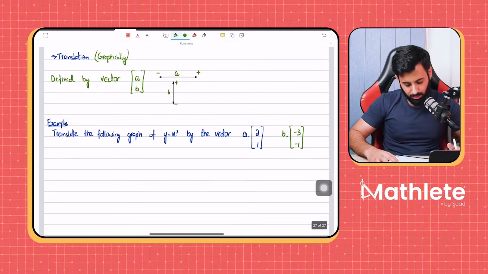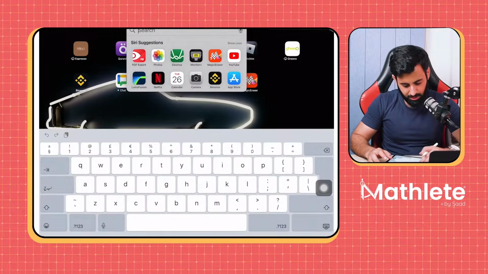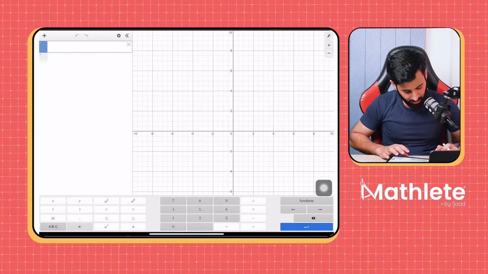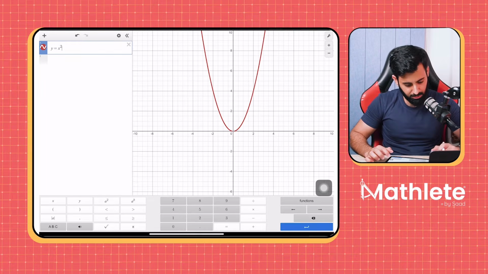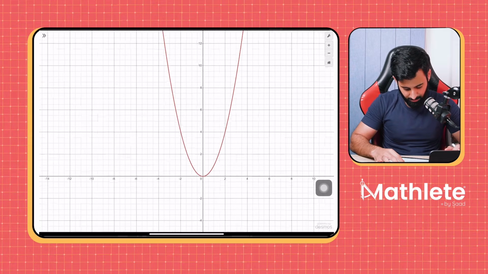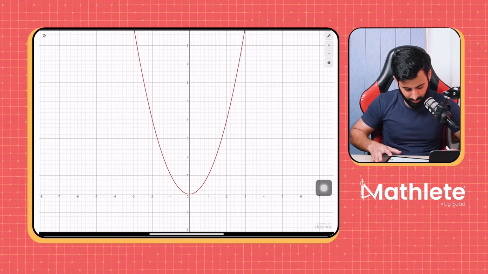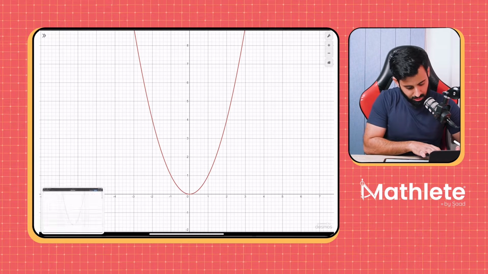Okay, so what we're going to do is we're going to be slightly lazy about this, and I'll tell you what I mean by that. So we're going to draw ourselves y equals x squared using Desmos. Okay. Yeah, here we go. Let's take a screenshot.